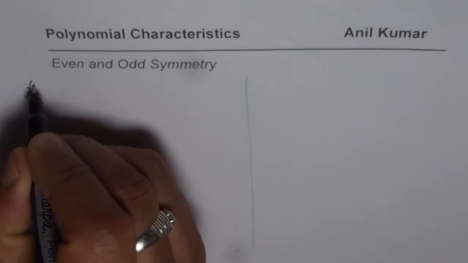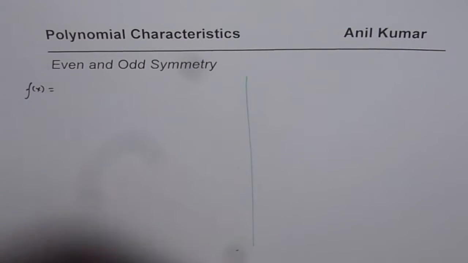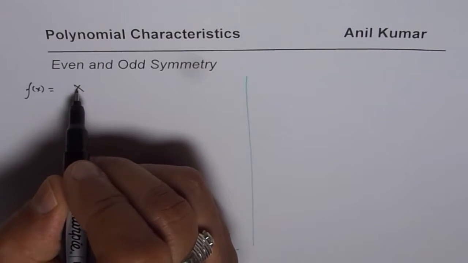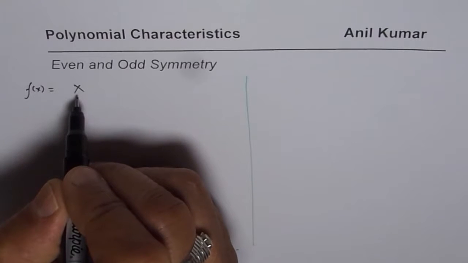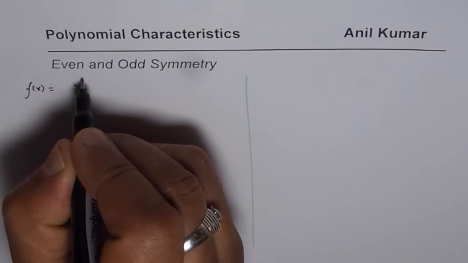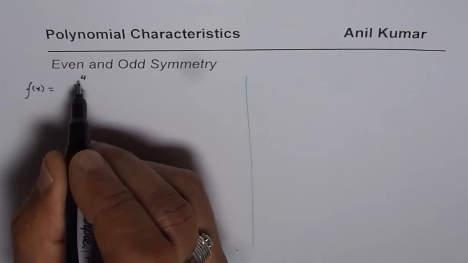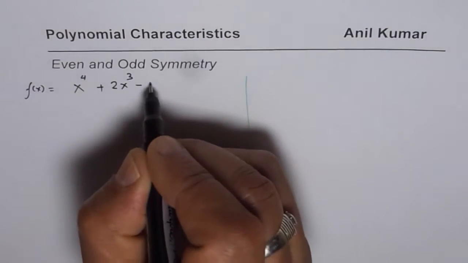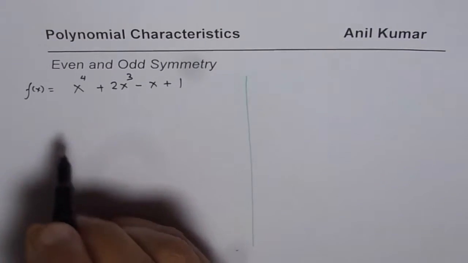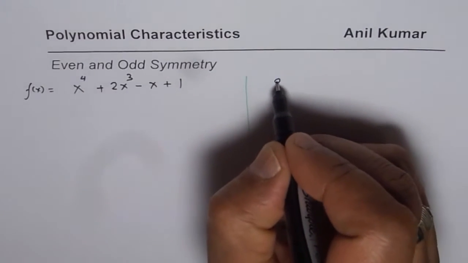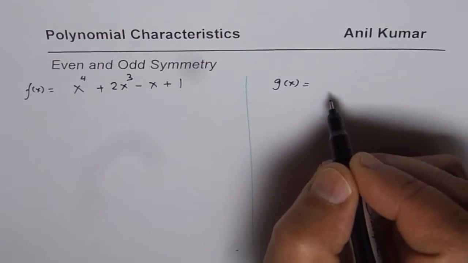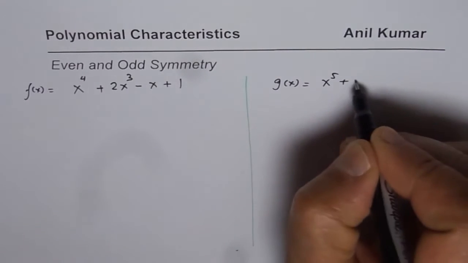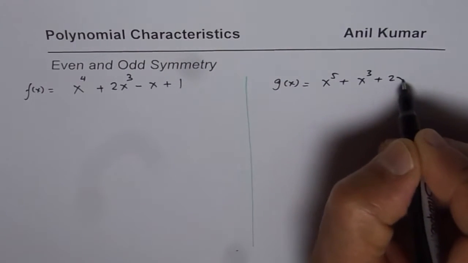Let us say we have a function f of x. Even degree really means that the leading coefficient, the leading or the highest degree, is even. So let's make this, for example, 4. So this becomes an even degree polynomial. And let me write here 2x cubed minus x plus 1. And on the other hand, let me use some polynomials which are of odd degree. Let us say x to the power of 5 plus x cubed plus 2x.